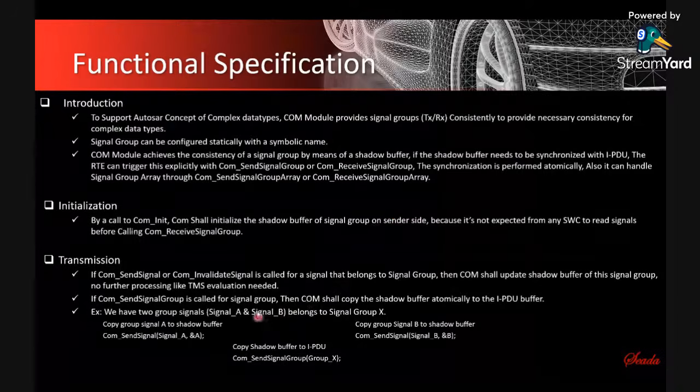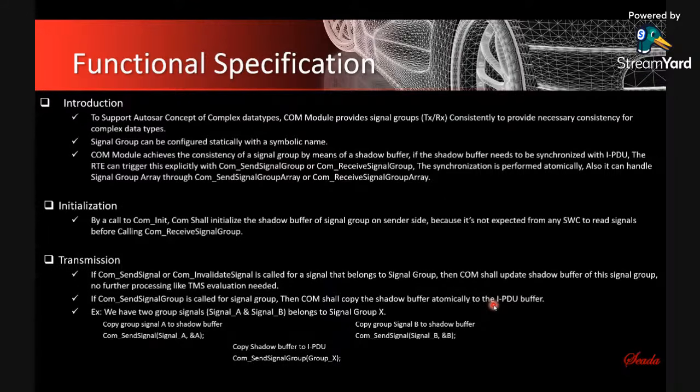Okay, so for example, I have signal A, I have signal B on the transmission side, and one is UINT8, or the other is float, or the other is UINT32, anything. They are different data types right now, and they are belonging to the same signal group at the same time. So how is this mechanism happening to transmit the signal group?